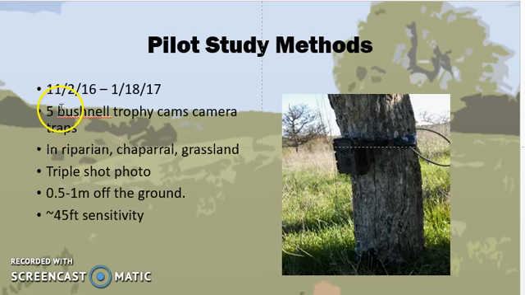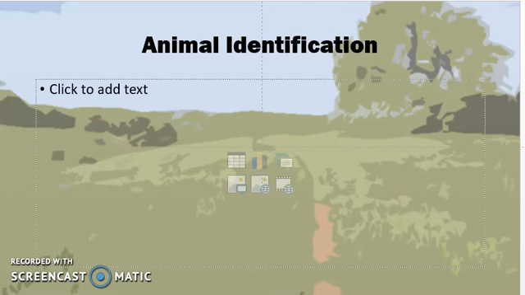So this past November and January we set up the camera traps. We had 5 Bushnell Trophy cameras. We set them up in riparian, chaparral, and grassland areas, and we had the cameras set to triple shot mode. The cameras were set 0.5 to 1 meter off the ground, which is around knee height, and these cameras have 45 feet of sensitivity. The data used for this orientation was taken from these camera traps. Now we'll go into animal identification.